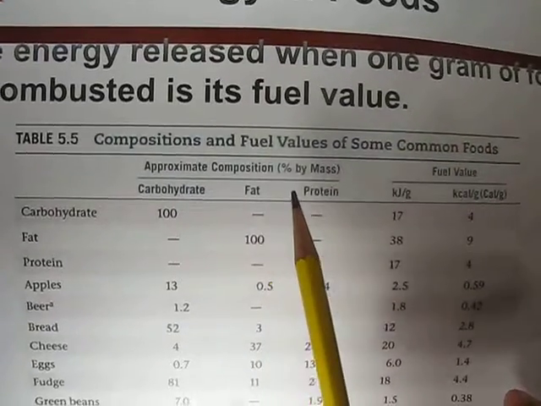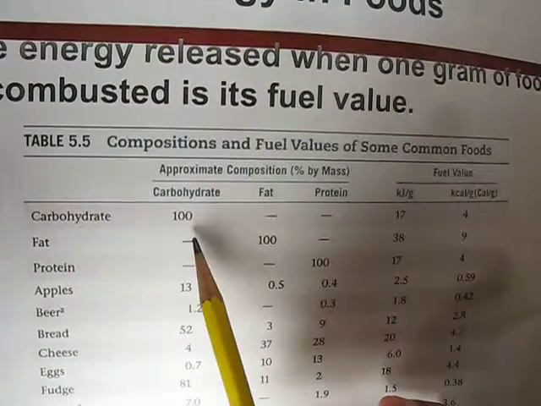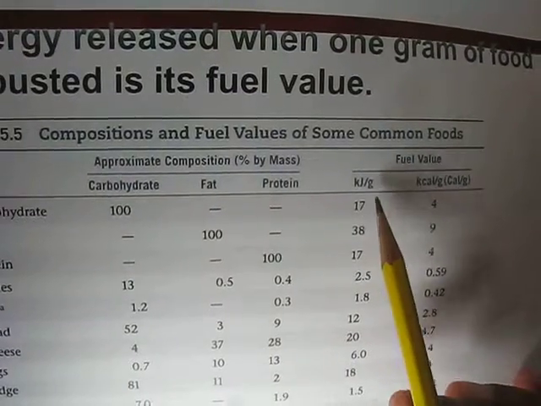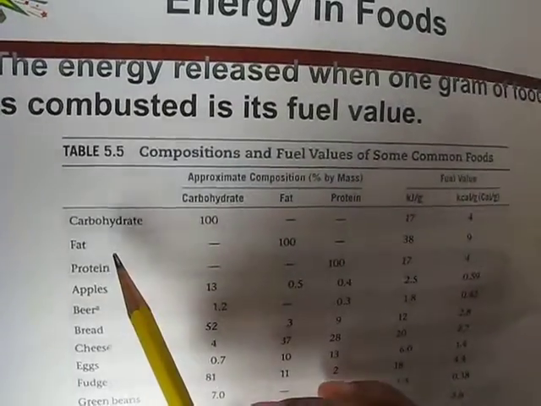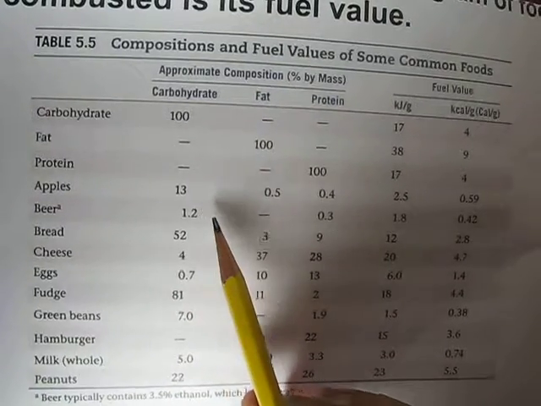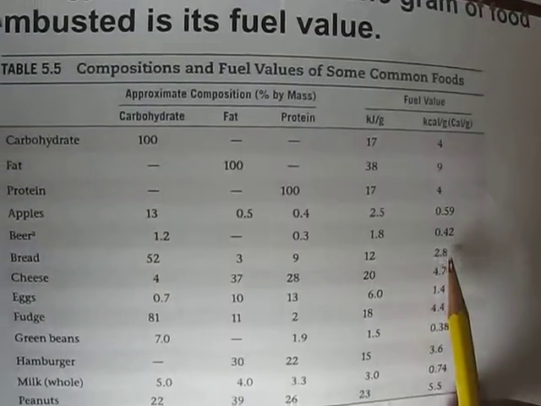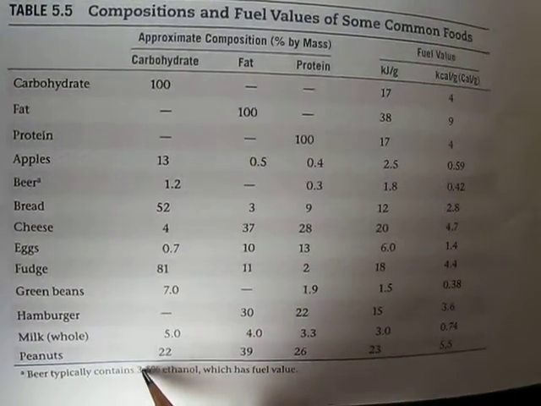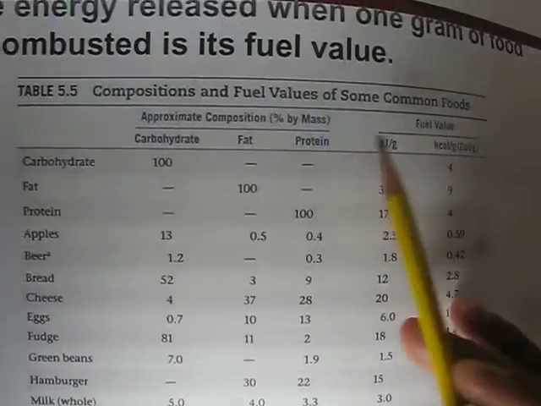and approximate composition percentage by mass and fuel value. So for example, carbohydrate has 100% carbohydrate and the fuel value is 17 kilojoules per gram. In kilocalories, it is 4 kilocalories per gram. So fat, protein, and then apple, beer also have some fuel value. Then bread and cheese, eggs. So you can see the maximum amount of energy is mostly coming from carbohydrate.